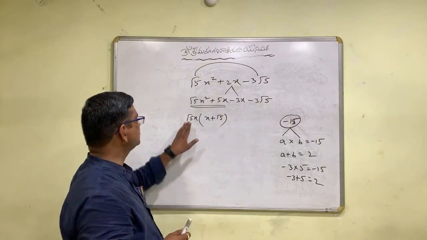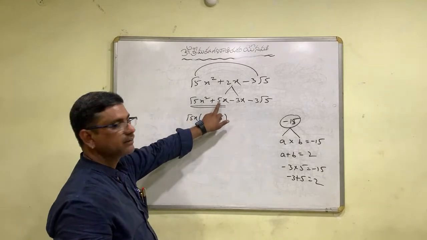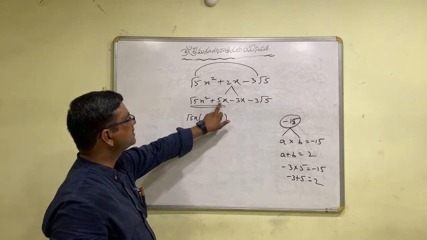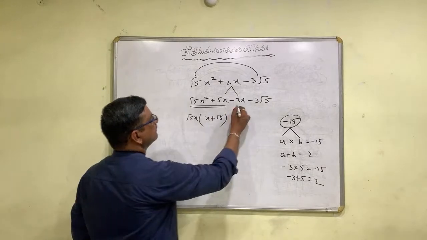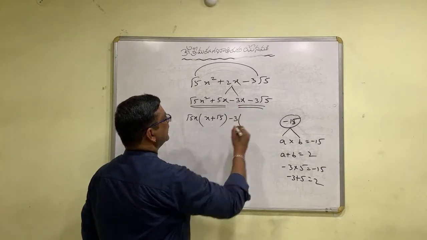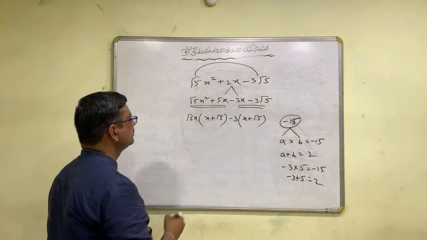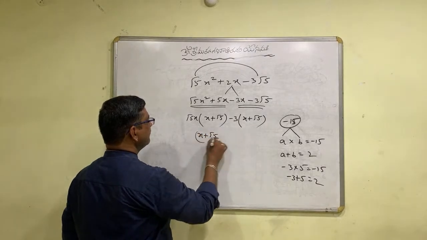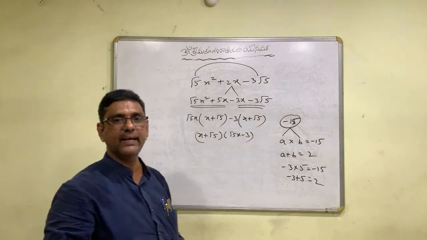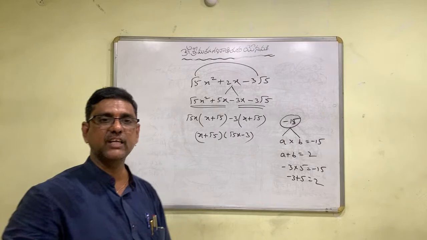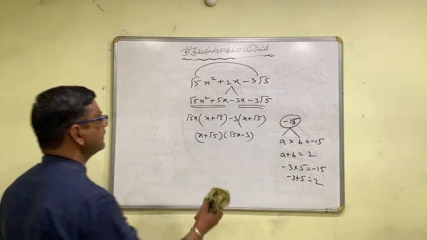Because root 5x into root 5 is 5x. Root 5 into root 5 is 5. So here we are getting x plus root 5. And here what can we take common? Minus 3. So remaining is x plus root 5. So x plus root 5 into root 5x minus 3. Understand, children? So these two are the factors. Now we'll go ahead with another model.